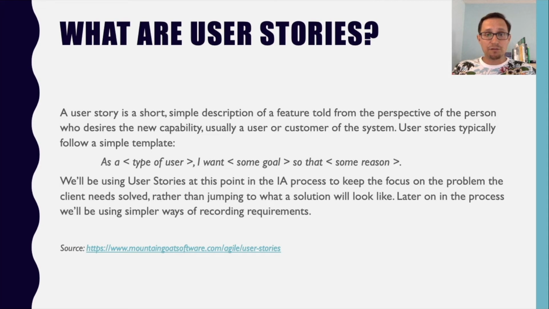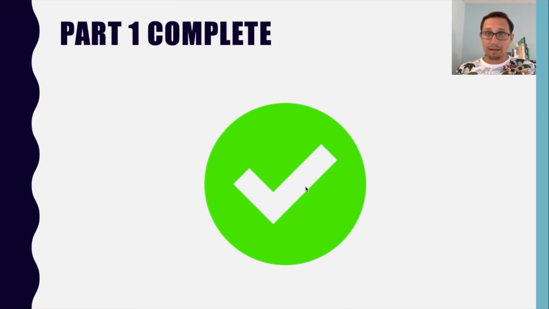We'll be using user stories at this point in the IA process to keep the focus on the problem the client needs solved, rather than jumping to what a solution will look like. Later on in the process, we'll be using simpler ways of recording requirements, so the project requirements. So once you do that, part one will be complete. Now I'm going to pause and fill this out myself so you get an idea of what a completed part one looks like.